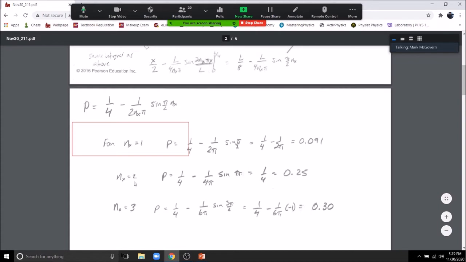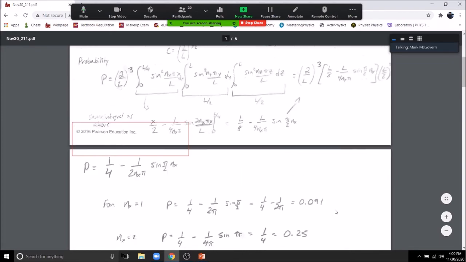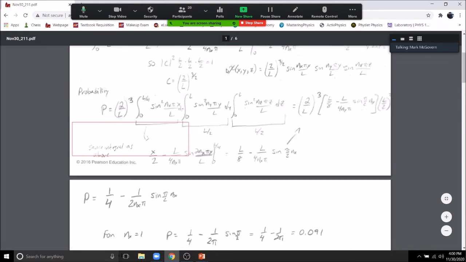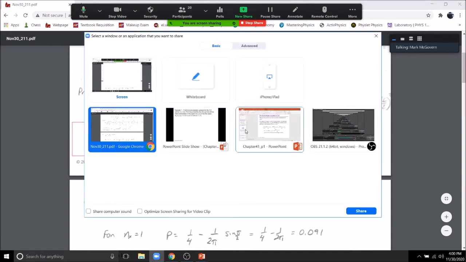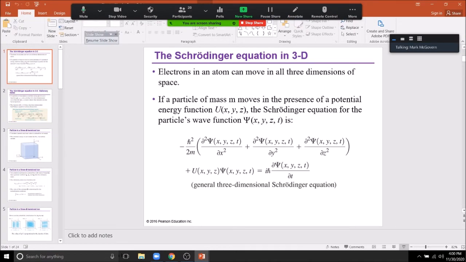For quantum number 2, 25%, and quantum number 3 is 30%. So it actually increases as we get the higher quantum numbers. And the way you can visualize this is you go back to this figure here, and you just imagine this picture.